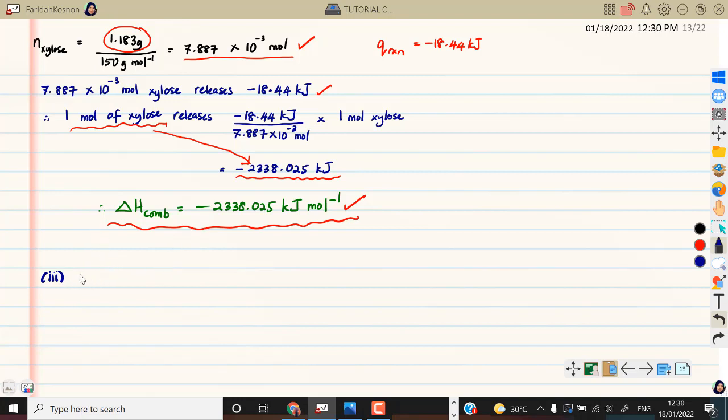Suppose the thermochemical equation is C5H10O5. Okay, kalau dia beri tahu Xylose tu apa, boleh letak phase dia.